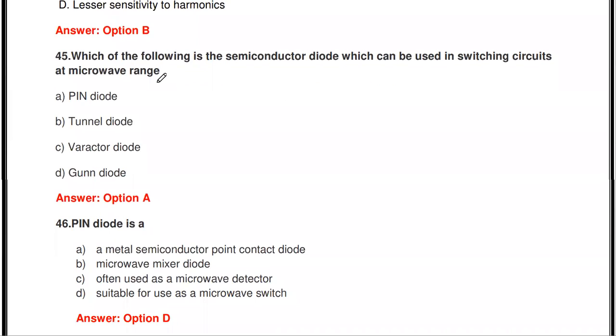Then the next one, which of the following is the semiconductor diode which can be used in switching circuits at microwave range? Pin diode. There is another important semiconductor device in microwave, the pin diode. Pin diode means P type, intrinsic, then N type semiconductor. So that is a pin diode. This pin diode is mainly used in switching circuits in the microwave range.